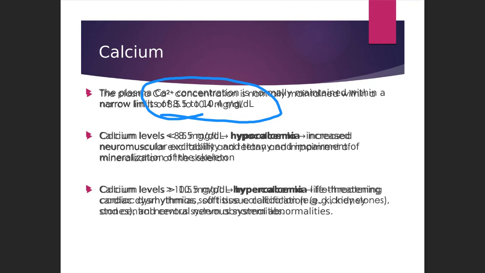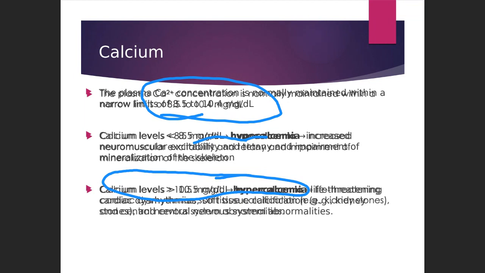If the calcium level is less than 8.5 milligram per deciliter, that is called hypocalcemia, with increased neuromuscular excitability and a tendency to impairment of mineralization of the skeleton. Whereas when calcium is in excess, more than 10.5, it is called hypercalcemia. So if there is a deficiency of calcium, it is hypocalcemia, and when there is excessive calcium, more than the required amount, it is called hypercalcemia.